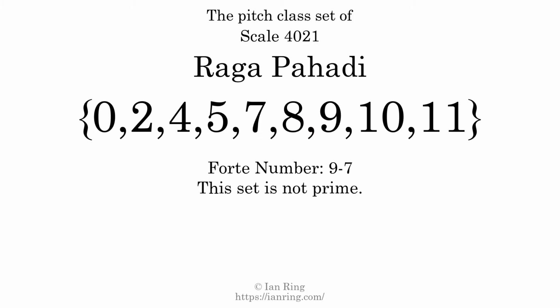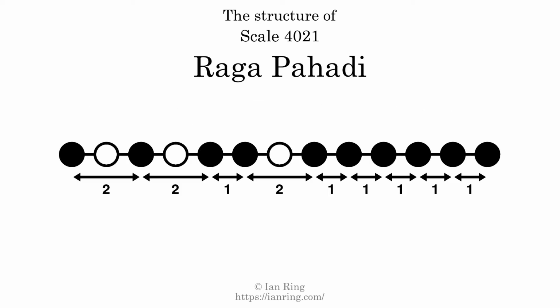The pitch class set for this scale is 0, 2, 4, 5, 7, 8, 9, 10, 11. The Fort class is 9, 7. This set is not prime. The structure of a scale is a description of the interval distance between each successive tone. This scale has a structure of 2 2 1 2 1 1 1 1 1.